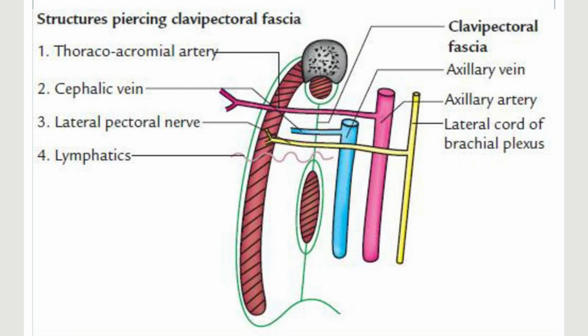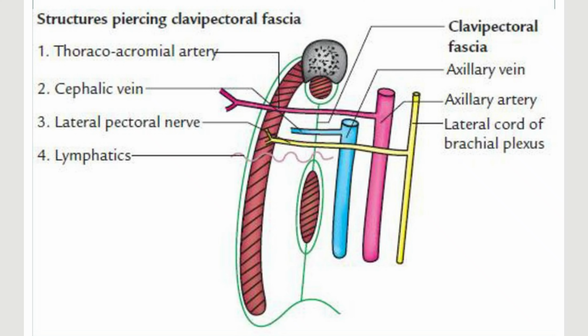The second structure piercing the clavipectoral fascia is the cephalic vein, which is a superficial vein in the arm. It is of great anatomical importance and significance because it is used in various medical procedures. So it is eventually piercing the clavipectoral fascia to empty into the axillary vein in the deltopectoral groove.